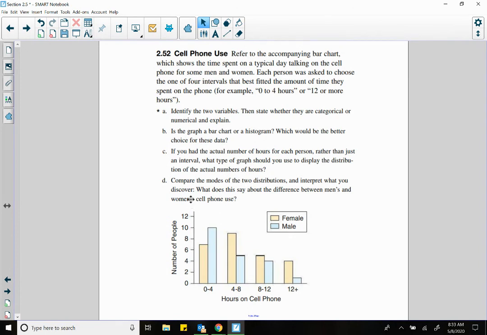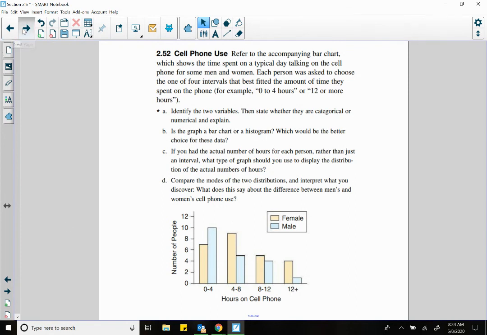All right. So last but not least, it says compare the modes of the two distributions and interpret what you discover. What does this say about the difference between men's and women's cell phone usage? So if we look for the mode, for the males it is 0 to 4 hours. The mode for the women is 4 to 8 hours. So what does that say? It says that men talk less on the phone than women. Okay? And there we go.